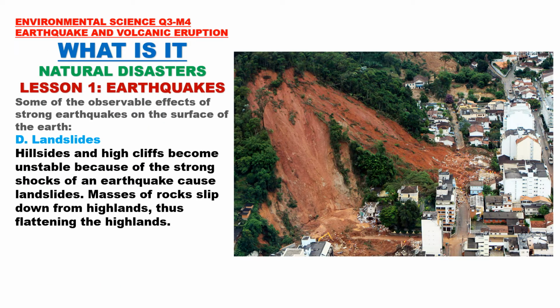Another observable effect of strong earthquakes on the surface of the earth is landslides. So hillsides and high cliffs become unstable because of the strong shocks of an earthquake, and this can cause landslides, just like in this picture. Masses of rocks slip down from highlands, thus flattening the highlands. This landslide could also cause loss of life and property.